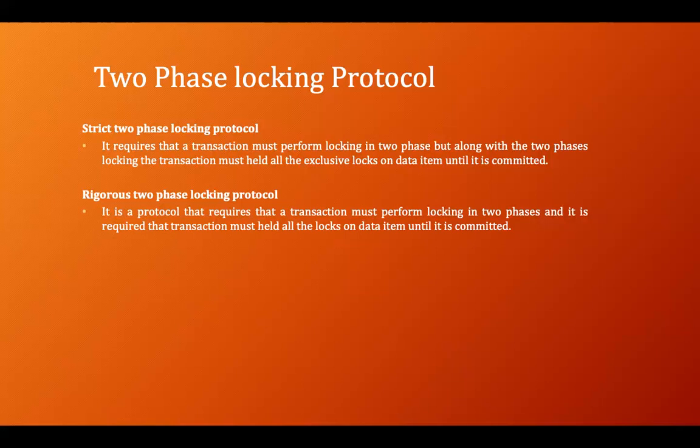When a transaction will occupy its last lock, that point is called lock point. After that, there is a procedure of unlocking the locks or unlocking the data. Now, in the two-phase locking, we have again two flavors or two types. First is called strict two-phase locking, and the second one is called regress two-phase locking.